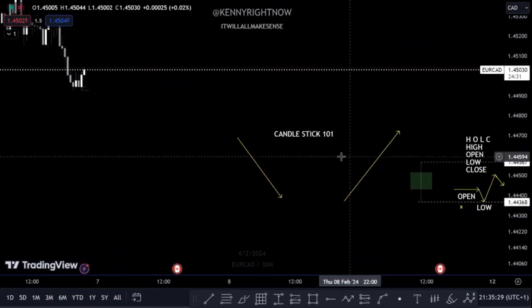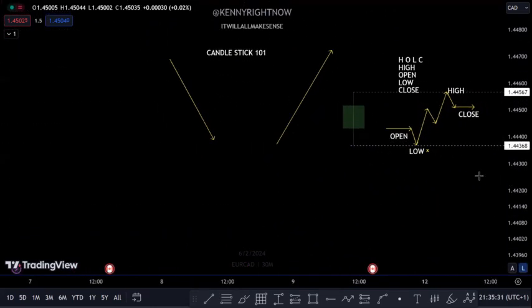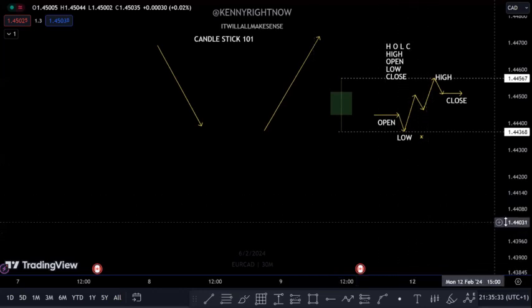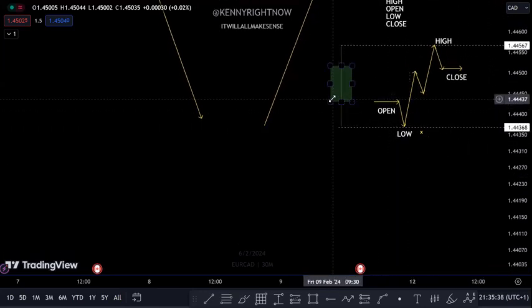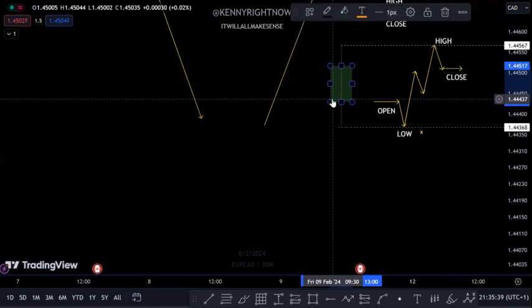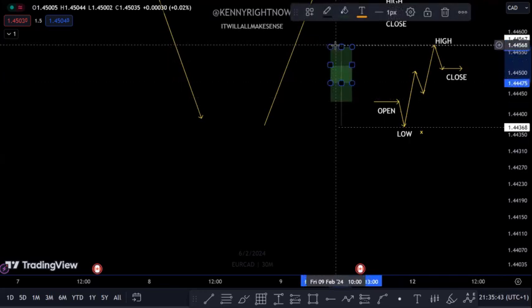So let's try out the bearish representation now. Now, we know that our bullish opens at the bottom. So what about our bearish? Now, I'm going to mark this out, bring this here.